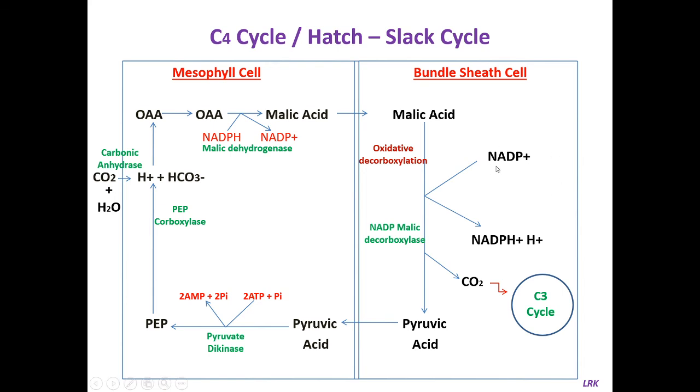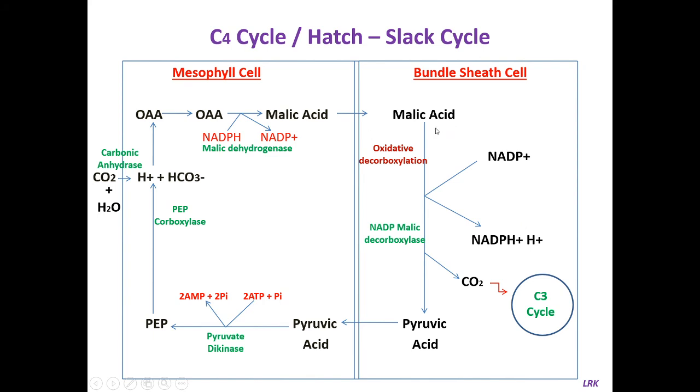Here, NADP receives the H plus ions from this malic acid, and the utilized NADPH is again formed here. Okay, so it is an oxidative decarboxylation reaction. So the carbon dioxide is released here, and the H plus ions are also released. These H plus ions are taken by this NADP and reduced to NADPH, and the carbon dioxide released enters into the C3 cycle, and the whole C3 cycle again occurs here in the bundle sheath cells.